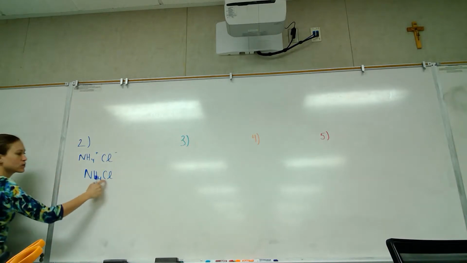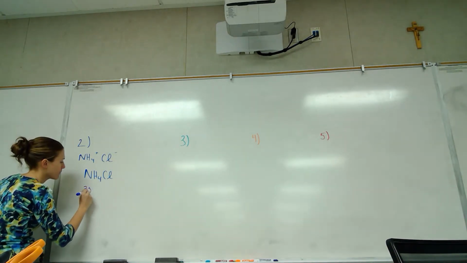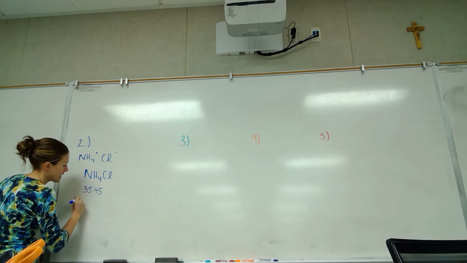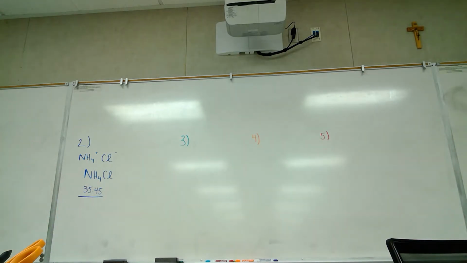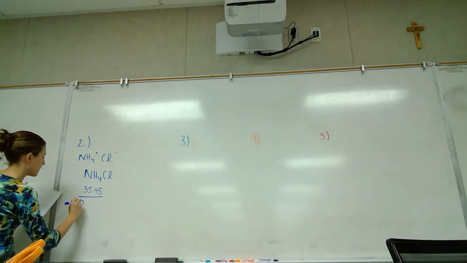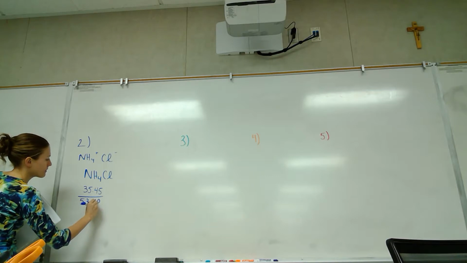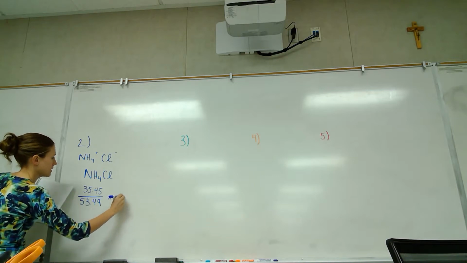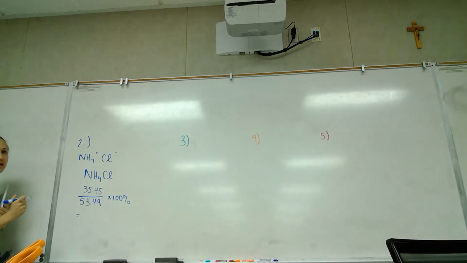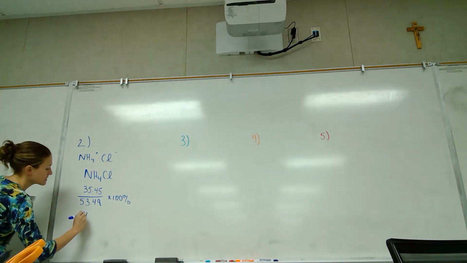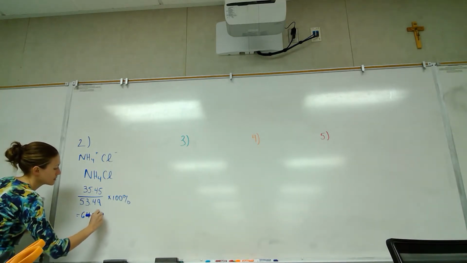Now I'm asking for the percent composition that is chlorine. So I want the mass of chlorine on top, so it's going to be 35.45. And I'm going to divide that by the total molar mass here. What do you guys get for the total molar mass? 53.49. Okay, 53.49, times 100%. So what I got for my final answer was 64.39%.